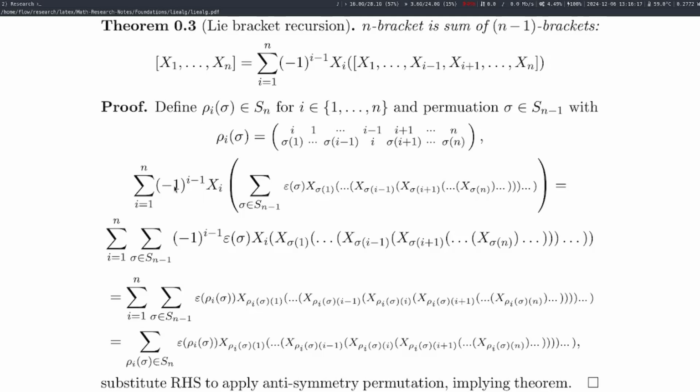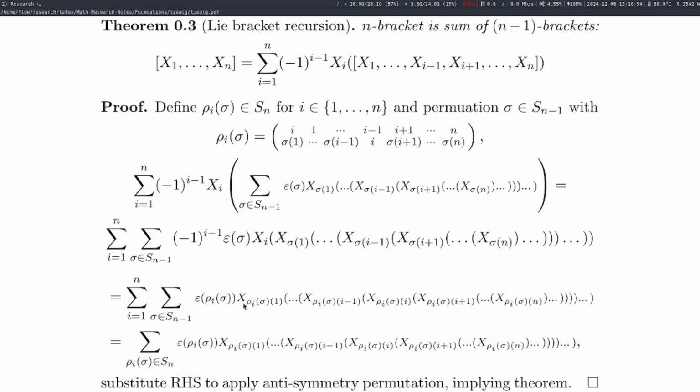So what we can do is move this inside of the sum, because this is just a sum, so we can move this on the inside. So now we have a double sum like this, and we moved this to the inside, inside of the second sum. And then what can we do? Well, now we can apply this definition of this rho I of sigma permutation.